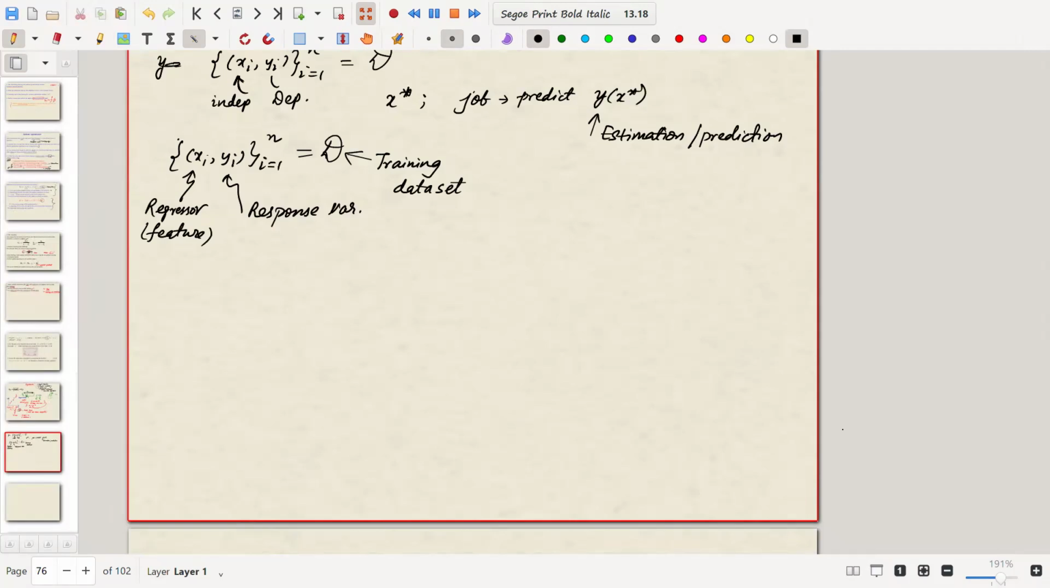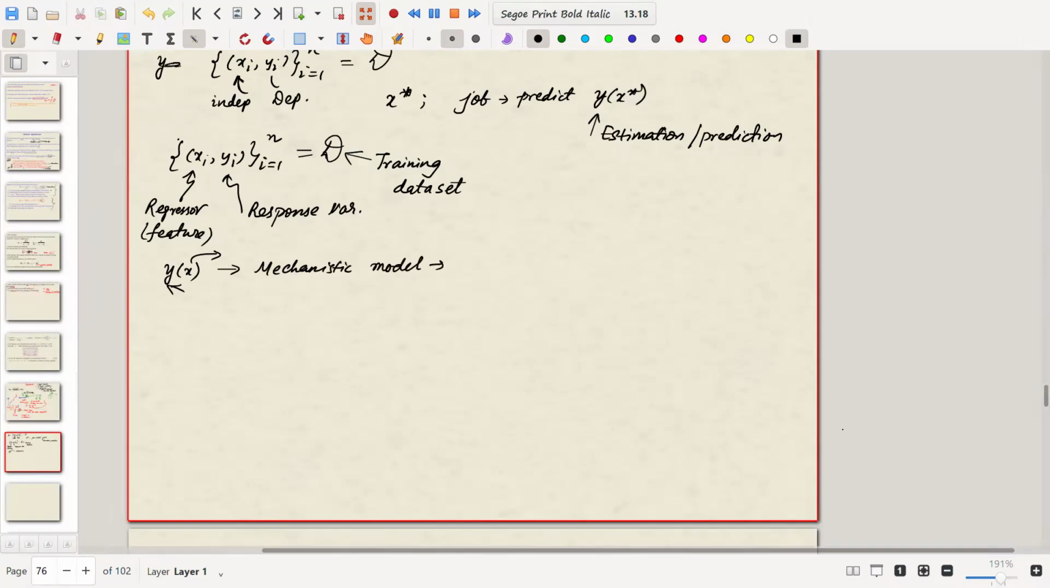If you already have a mechanistic model, that means y as a function of x is already known, so given x you already know what y is, then there is no training necessary. If you have a mechanistic model where you already know x, y, and how y depends on x, then you don't need any training. You already know how y changes with respect to x, so training is not necessary.